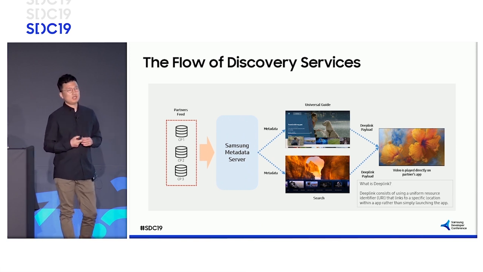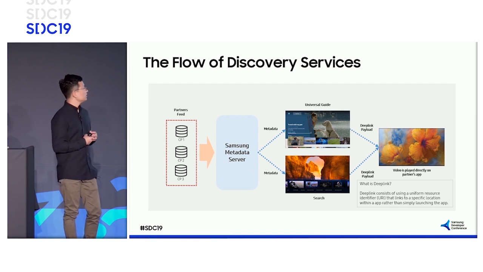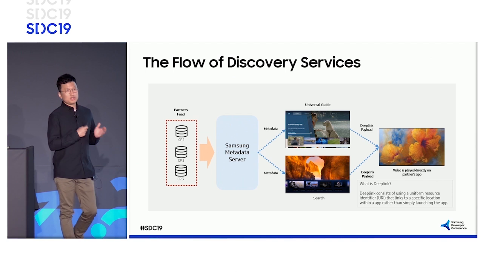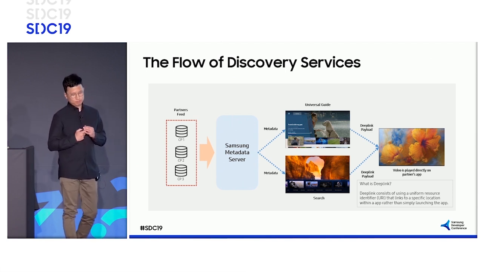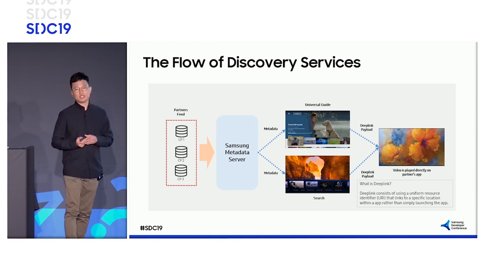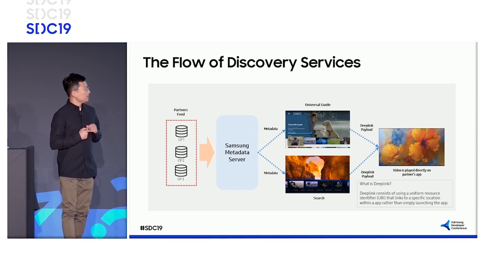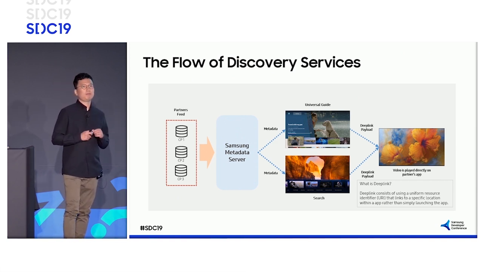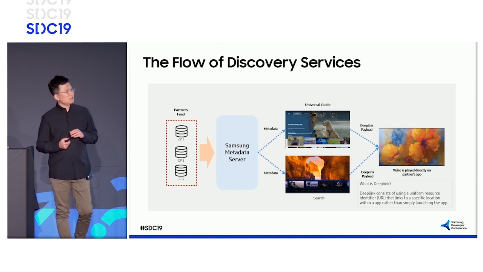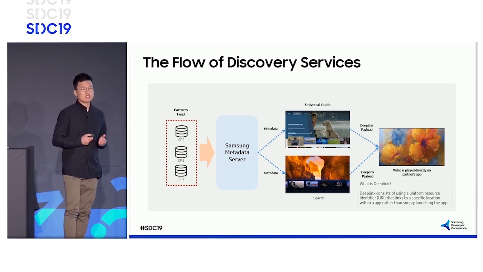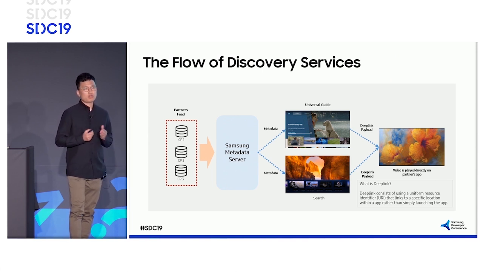The Samsung metadata server gets a partner's metadata feed periodically. After that, the Samsung metadata server delivers it to Universal Guide and Bixby Search. When users select content in discovery service, deep link data is delivered to the partner's application. For your reference, let me explain what a deep link is. A deep link is a uniform resource identifier for linking to a specific location within an app. Of course, deep link data is part of content metadata, and it is a kind of bridge between the partner's application and discovery service. That's why people can play partners' content through Samsung discovery services.